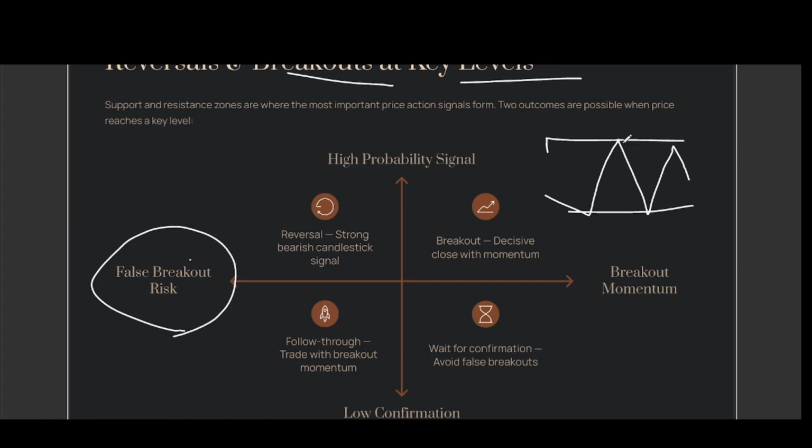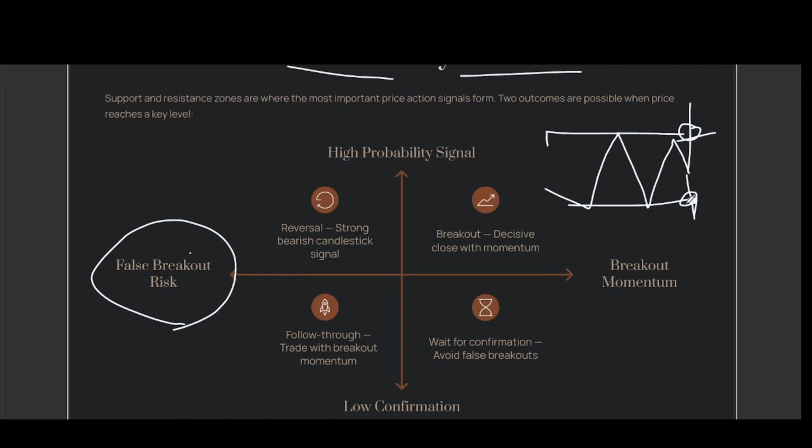Generally, traders don't trade in consolidating markets. When it breaks the resistance, they generally enter here, or if it breaks the support, they generally enter here. And sometimes this breakout can be fake. Once it breaks the support, it might again go back and start consolidating within these zones. So this is called a fake breakout.